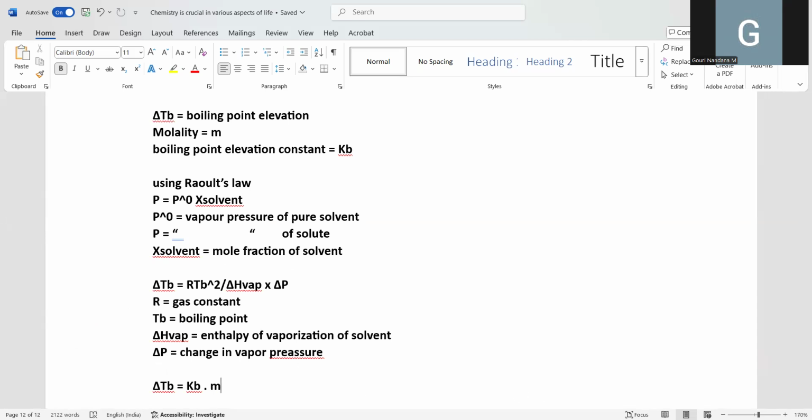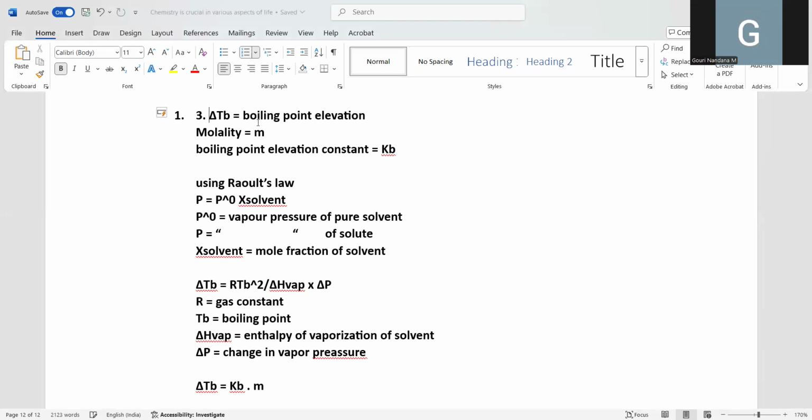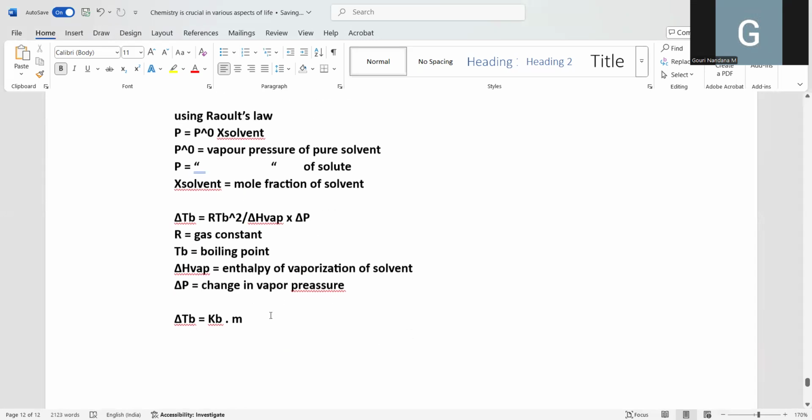Next question is, a solution containing 7 gram of non-volatile solute in 250 gram of water boils at 373.26 K. Find the molecular mass of the solute. First we'll write down what all things are given. So this was question number 3. Next is question number 4.